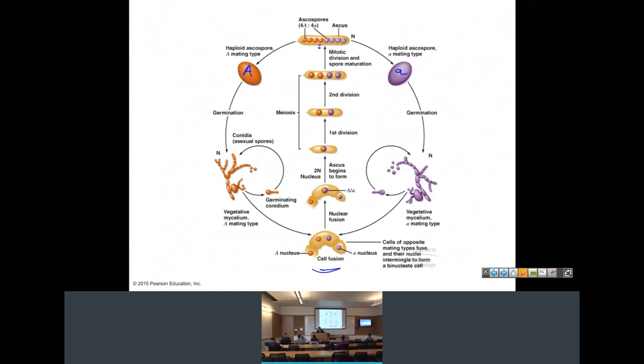And this is exactly how they line up in the ascus, and each one of these little spores represents a haploid number. So if there is no recombination at all, we would see 4 parental big A genotypes/phenotypes and 4 parental small a genotypes/phenotypes. That's what we would expect, and that's how they actually line up. So here are the possibilities that could happen.